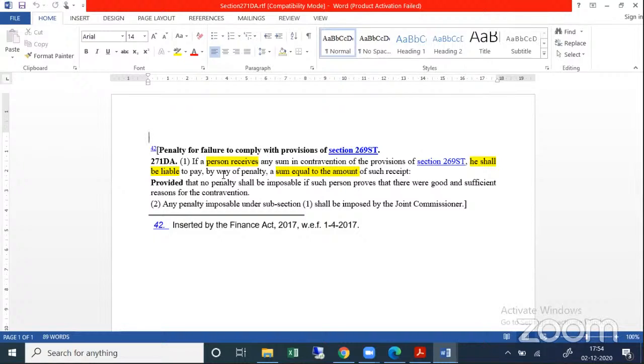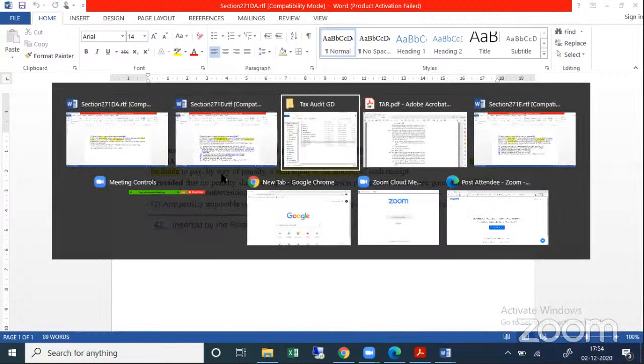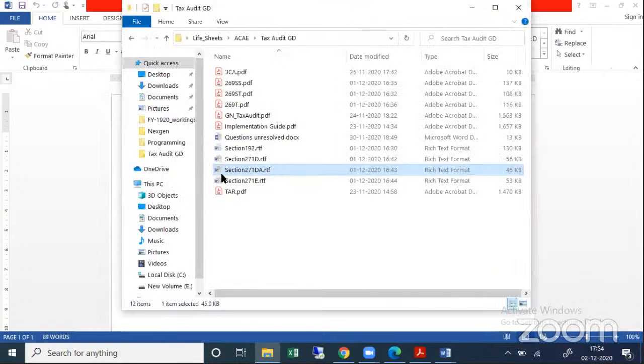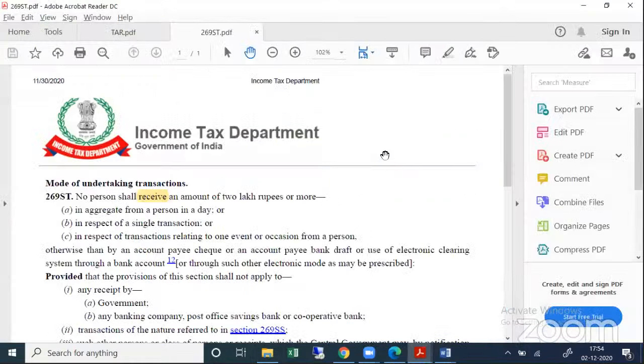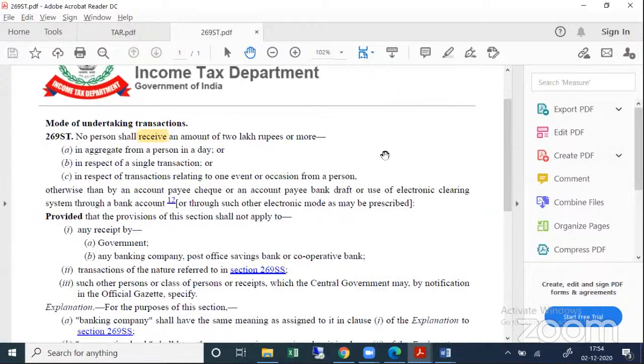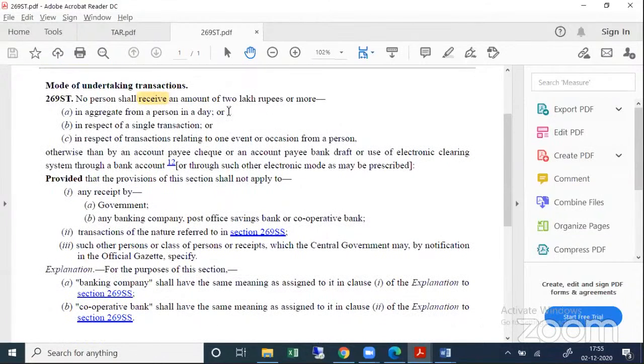Now, moving on, let us read 269ST together. When we move to section 269ST, here it talks about no person shall receive an amount of 2 lakhs or more in aggregate from a person in respect of a single transaction or relating to an event. All right. Now we are pausing here.